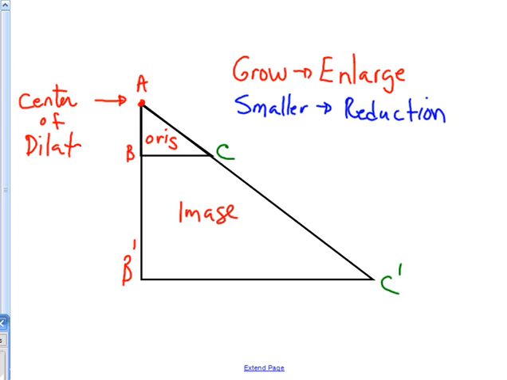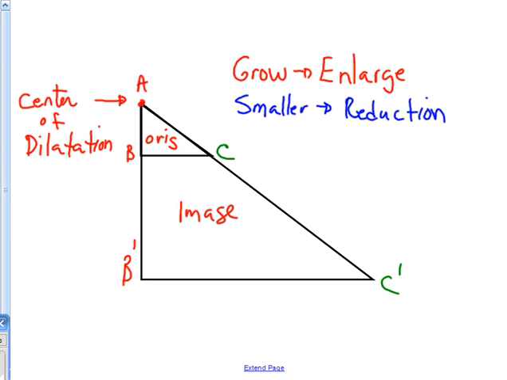The point that our triangle grew from. So A prime is right underneath A. We could call that coinciding. So that point, or vertex A, is also known as A prime if we're talking about the image. What was this called? Dilatations.